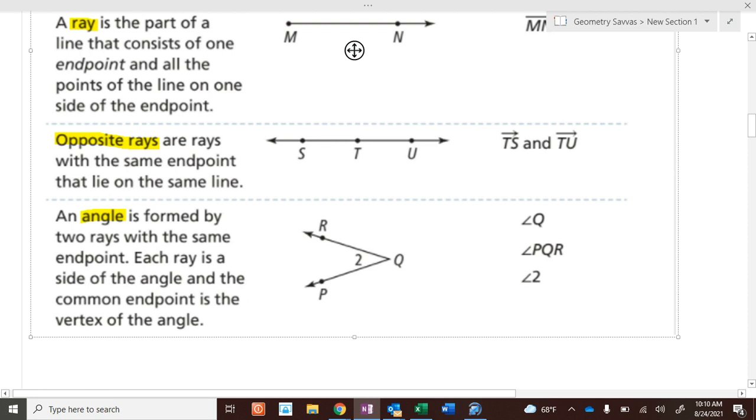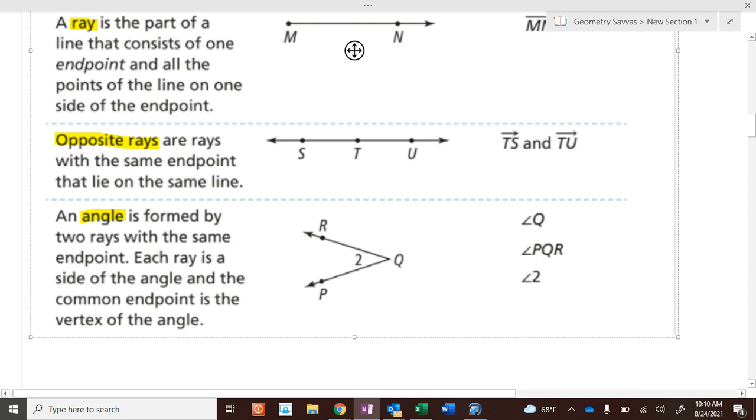TS and TU are opposite rays. Are US and SU opposite rays? Are ray US and ray SU opposite rays? And Thomas says no. And Thomas is correct. They're not opposite rays. Why not? Why wouldn't SU and US be opposite rays?